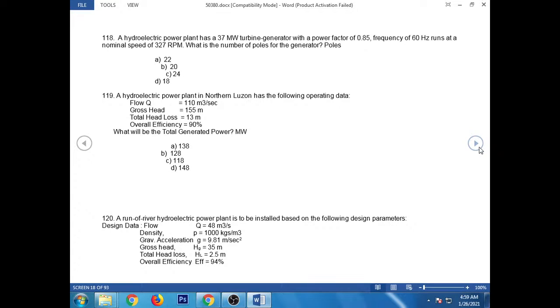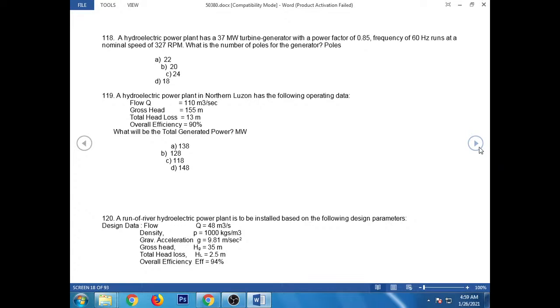No answer key. A hydroelectric power plant in northern Luzon has the following operating data. Flow Q equals 110 m3 per second. Gross head is 155 meter. Total head loss is 13 meter. Overall efficiency is 90%. What will be the total generated power? No answer key.